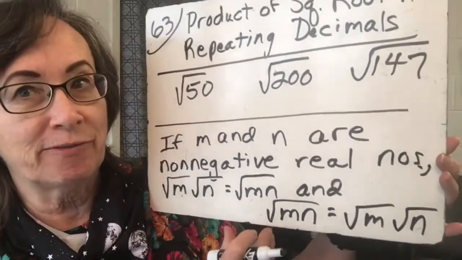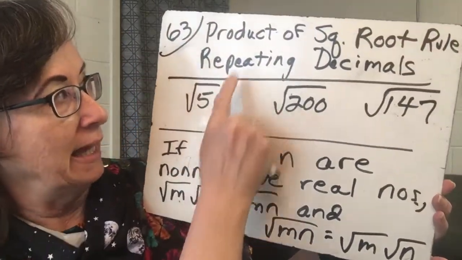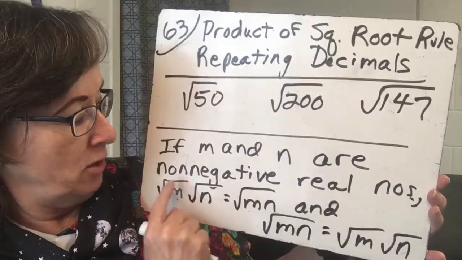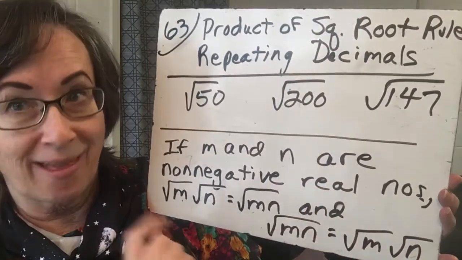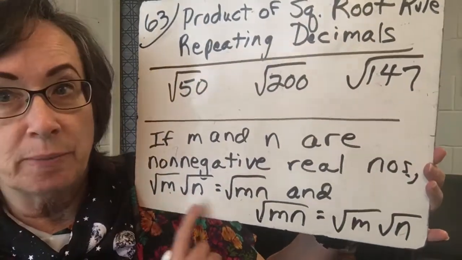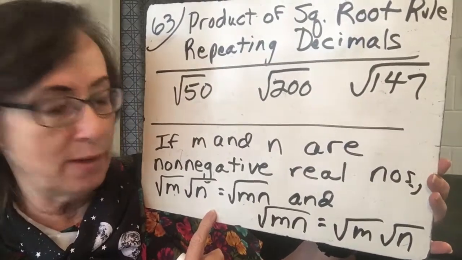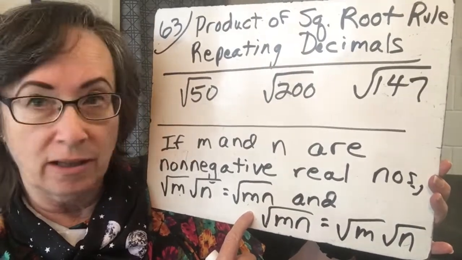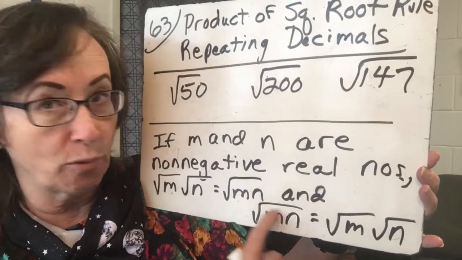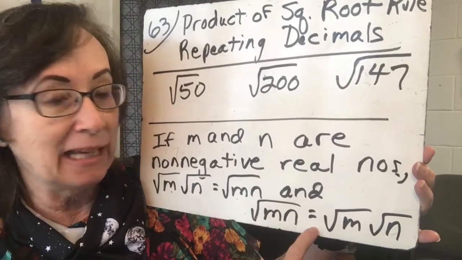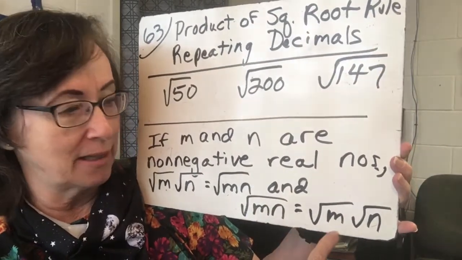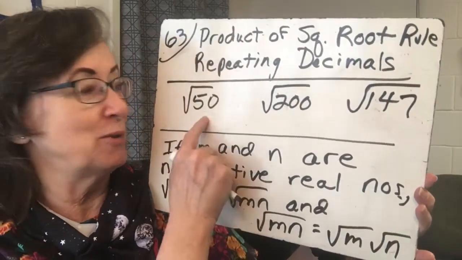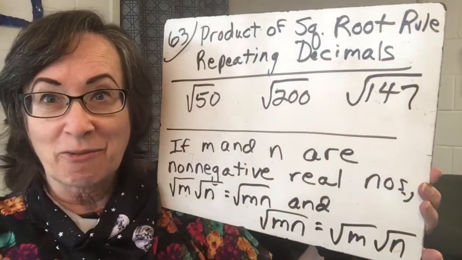We can simplify radicals using the product of the square roots rule, which I've written down here for you. If m and n are non-negative real numbers, then the square root of m times the square root of n is the same thing as the square root of m times n put under one radical. And also, the square root of the product m times n is equal to the square root of m times the square root of n. Now, we're going to use this rule to simplify these radicals.